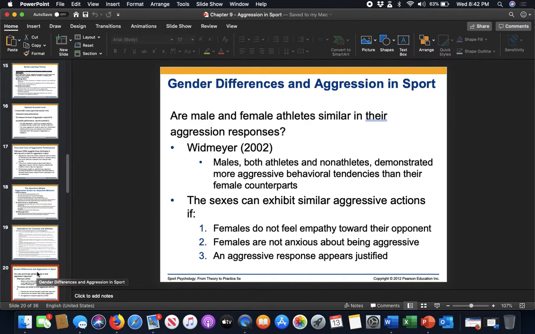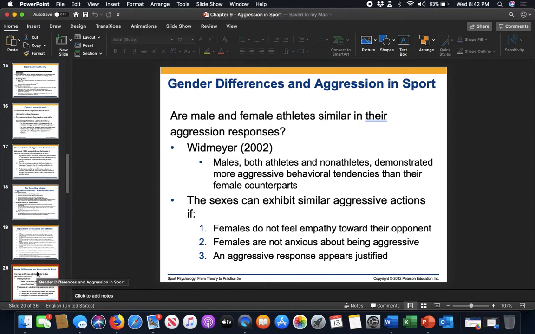One of the things that you probably will be asked on in your test is going to be something like this: male versus female. Both athlete and non-athlete males demonstrate more aggressive behavioral tendencies than female counterparts. That was back in 2002.